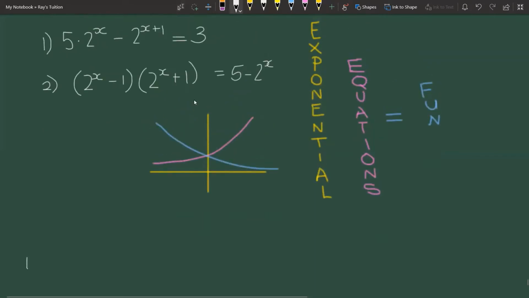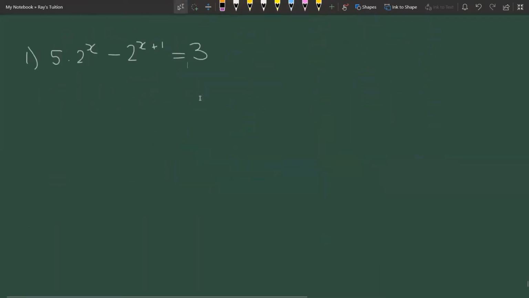We have number one, 5 times 2 to the power of x minus 2 to the power of x plus 1 is equal to 3. Now, in this one here, what our aim for exponential equations is all the time is to get the bases the same and then to solve for x. We can see that the 2 to the power of x, the exponential part, is in both terms over here. So we have to think about how to get that separate from everything else.